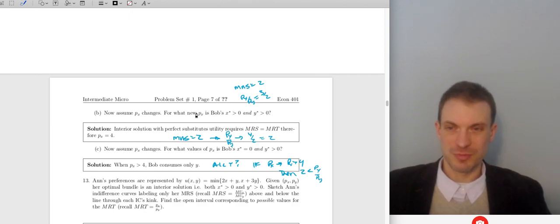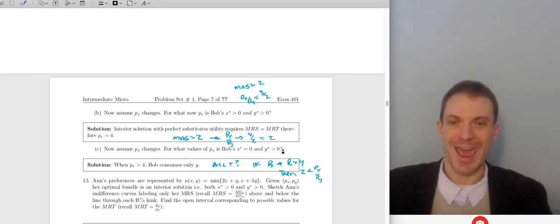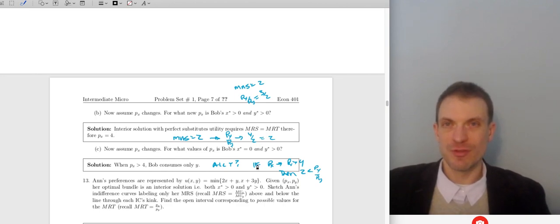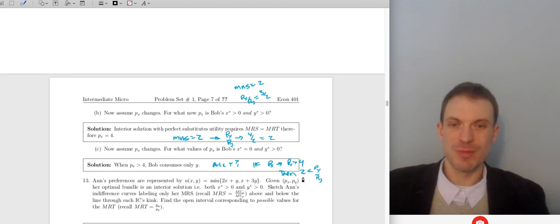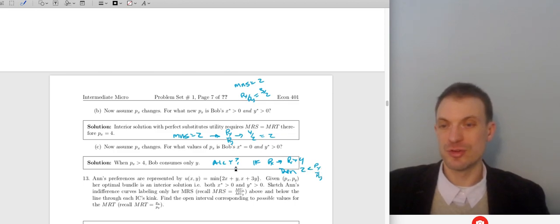Why? Because I was asking specifically about the change to the price of good X. Now suppose the price of good X changes. For which values are we going to get an ALI solution? Now we need the indifference curves to be flatter than the budget constraint. We need the budget constraint to be steeper than 2. To make that happen, we would need the price of X to be bigger than 4. Then the price ratio, something bigger than 4 divided by 2, would be larger than 2. And then Bob would consume only Y.